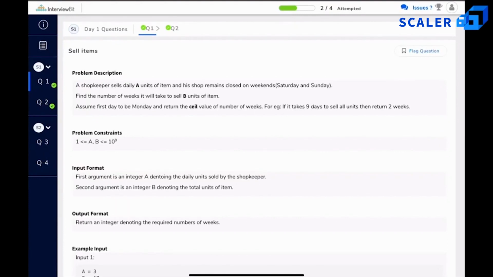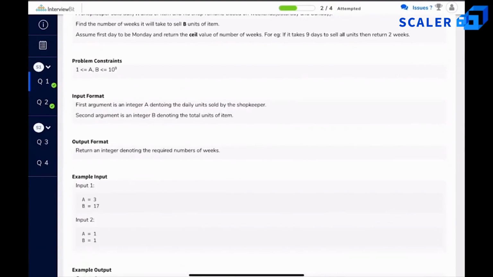A shopkeeper sells A units of an item daily, and his shop remains closed on weekends, that is Saturday and Sunday. We need to find the number of weeks it will take to sell B units of them. Assume that the first day will be Monday and then return the ceil value of the number of weeks. For example, if it takes 9 days to sell all units, then return 2 weeks.